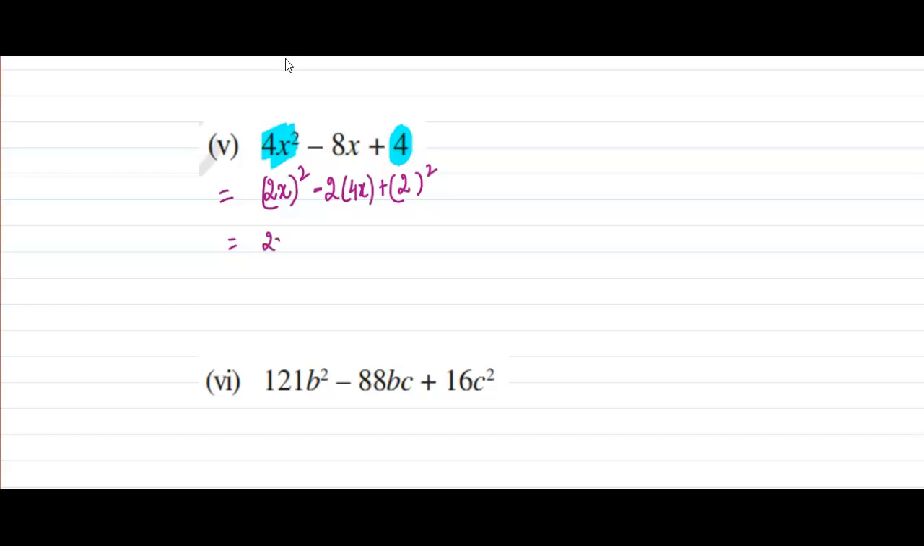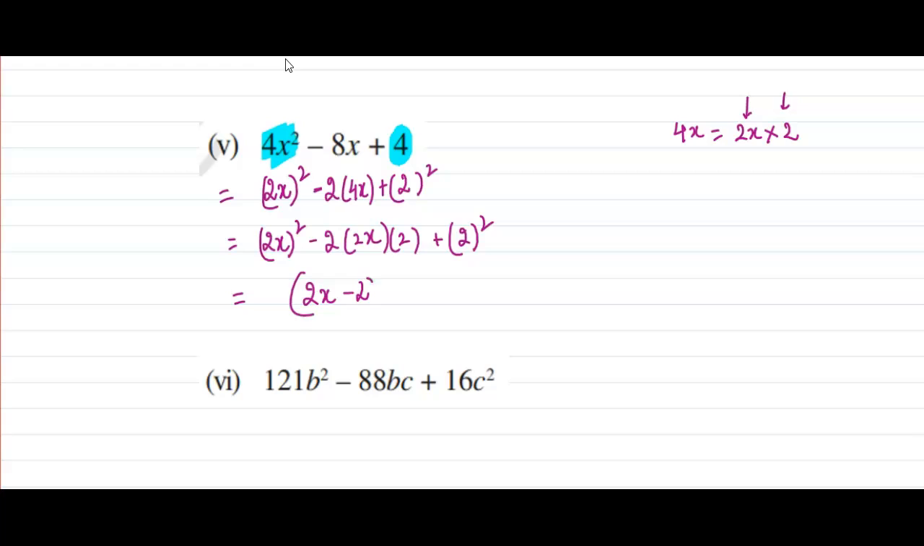So now we know 4x can be written as 2x into 2. This is a, this is b. So we will write it in this form. So here we see a square minus 2ab plus b square. So simply it's (2x minus 2) whole square.